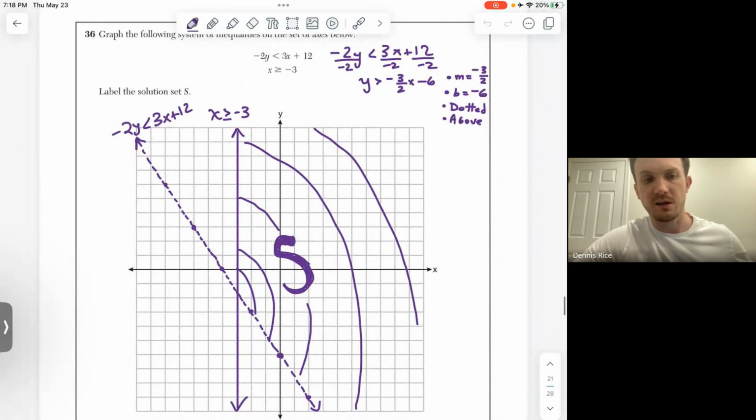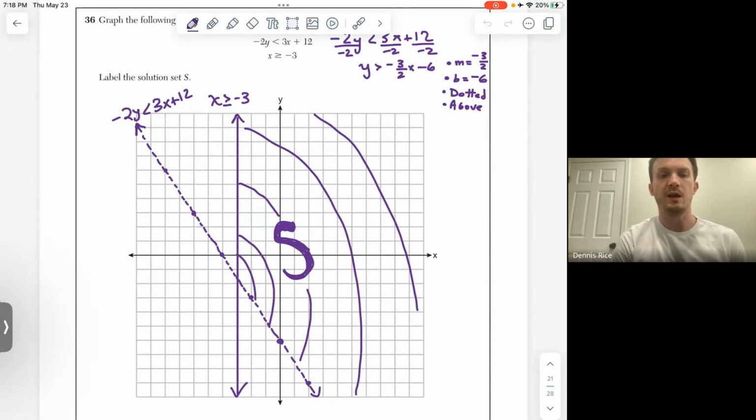Okay, I did the selective shading here. So your M value would be -3/2. That's your slope. That's how we're going to move down 3/2 or up 3, left 2. Our y-intercept is at -6. It's a dotted or a dashed line, and it's above. Since you flip the sign, it does get shaded above. The vertical line is just a vertical line through -3, shaded to the right.